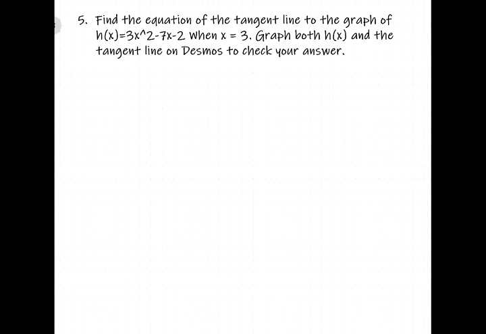Okay, so we're looking for the equation of the tangent line. The equation of a line is y equals mx plus b, and m is the slope of the tangent line, and that's what the derivative tells us. So in this case, the slope of the tangent line is equal to h prime of 3, or the derivative evaluated at 3. So we're going to use the definition of the derivative here.